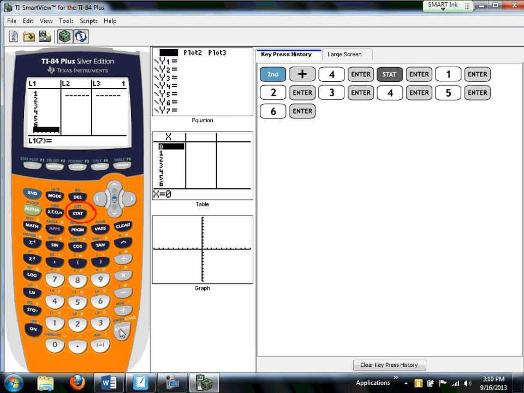Next, I want to go over to list 2. So I'm going to use my arrow keys. I'm going to go over to list 2. That's where I need to type my f of n, or my y value. So I need to type in 4 and hit enter.